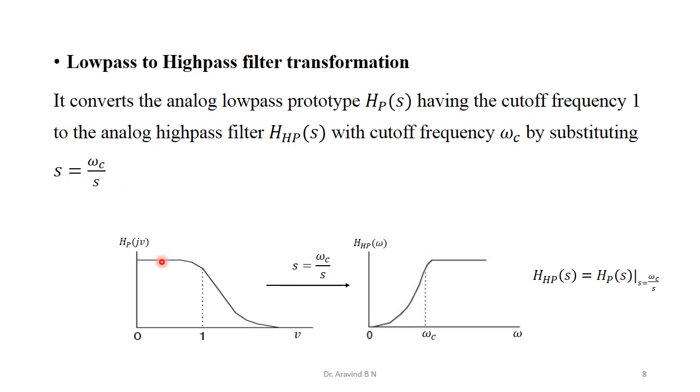So we are going to get the high pass filter. So HP of S, that is with omega C equal to 1, cutoff frequency equal to 1, this is the prototype we are going to have. By substituting S is equal to omega C by S, we are going to get a high pass filter with cutoff frequency omega C.